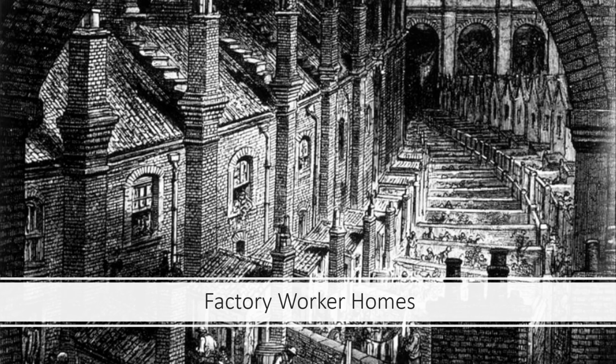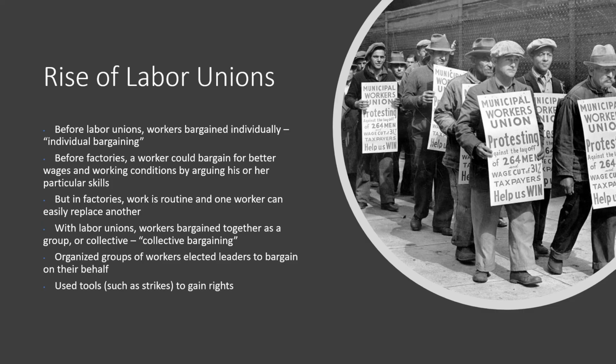Or the kind of factory homes that were built in rows. Today it's more like suburbia, cookie-cutter, so to speak. But actually in England now, this is almost like a British identity. These row homes and the bricks. But back in the Revolution time, this was dingy. This was poor. But all these social changes would lead to the rise of labor unions.